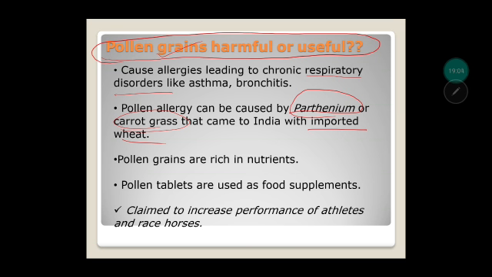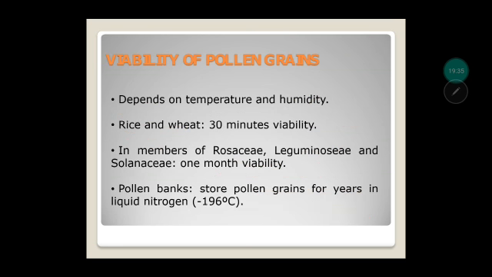And what is the useful part about pollen grains? They are rich in nutrients. Pollen tablets are generally available abroad, and they can be used as food supplements because they are very rich in nutrients. It has also been seen that those people who take these food supplements have increased stamina. It has been seen in athletes, and in race horses, that their performance is enhanced by using such food supplements.